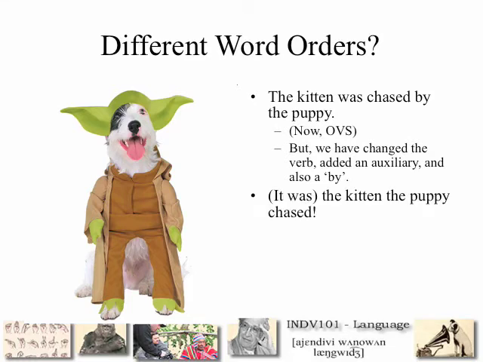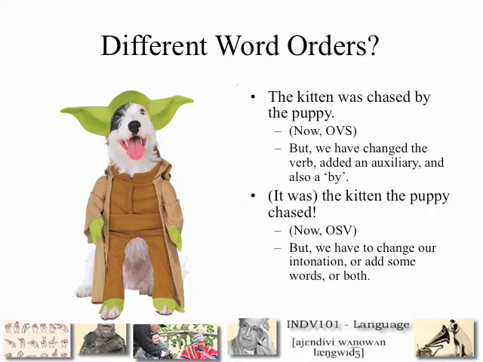We can change it again and say something like, it was the kitten the puppy chased. And now we have what was the object of the original sentence at the beginning, followed by the original subject and with the verb coming at the end, giving us what looks like OSV order. But again, we've had to change some stuff. We've had to add some words at the beginning. We have to change our intonation, the kitten the puppy chased, and we risk sounding like Yoda at best. Neither of these sentences are simple transitive sentences. When we talk about basic word order, we're always talking about the order elements come in a simple transitive sentence.